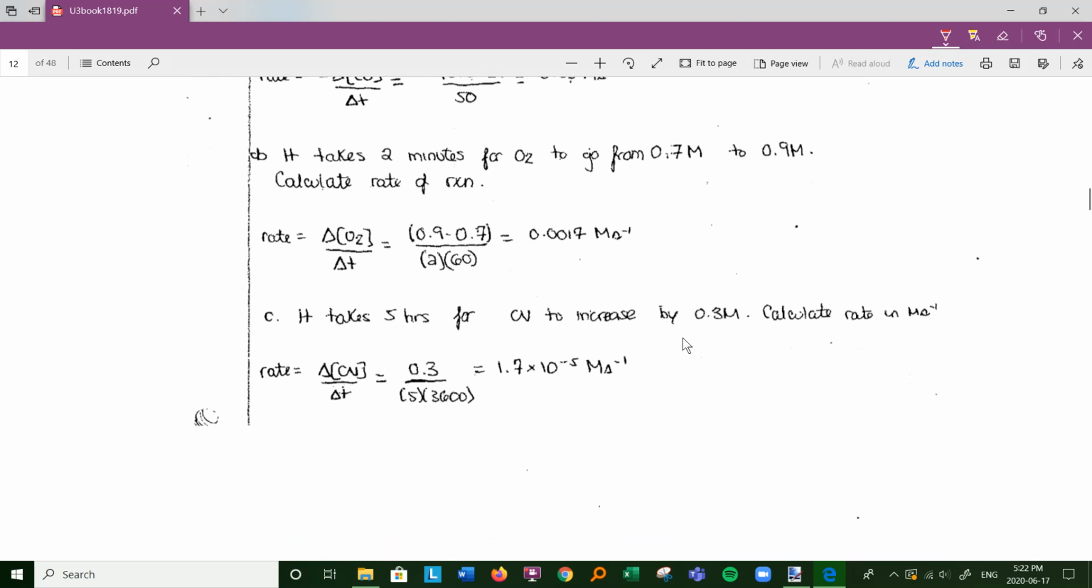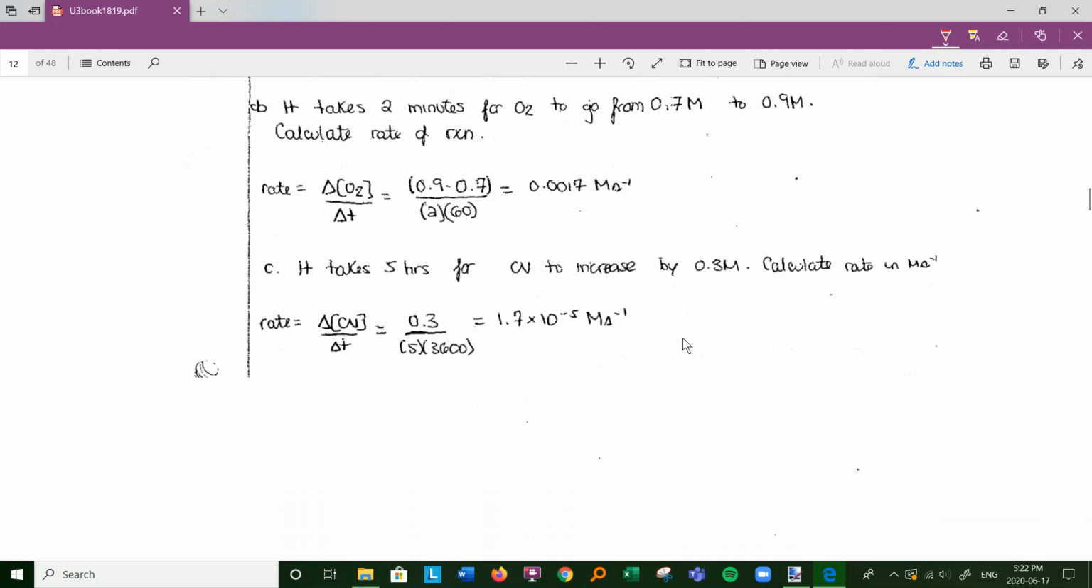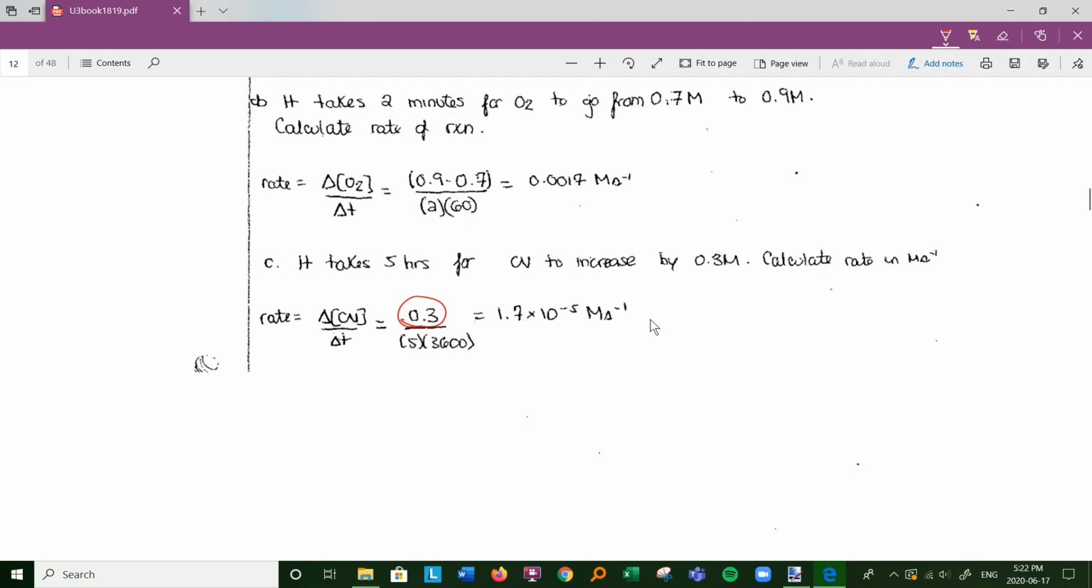In the third one, it takes 5 hours for CN to increase by 0.3. Calculate the rate. So here I don't give you the initial amount of CN or the final. I just tell you it increases by 0.3. So that is going in the numerator. It's an increase. I don't need any negative sign to make it positive. It already is. And 5 hours, an hour is 3,600 seconds. So I get 1.7 by 10 to the minus 5 moles per liter per second.